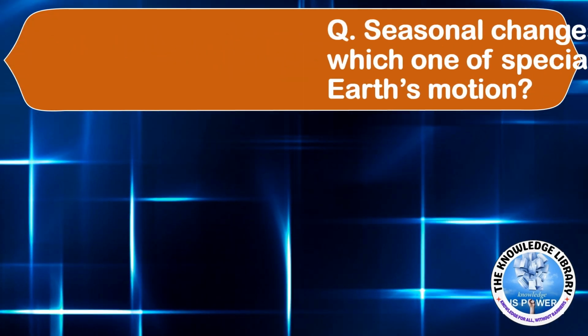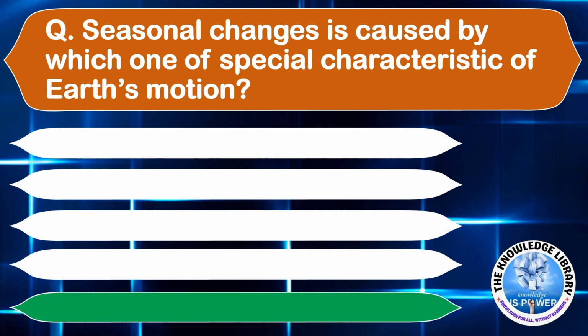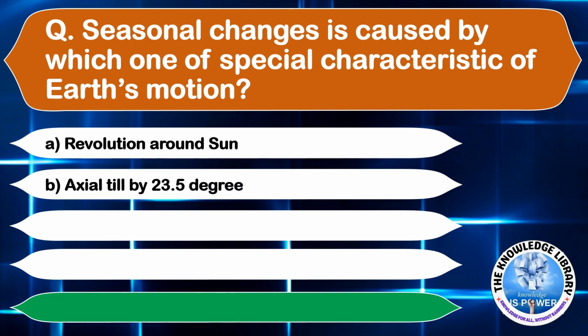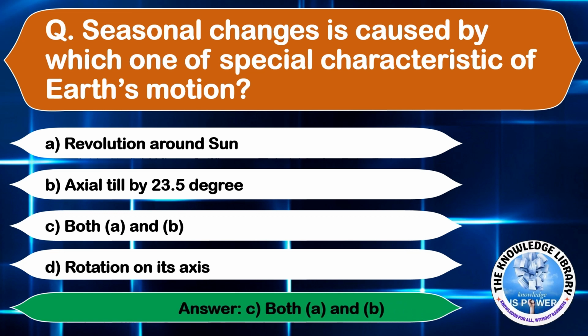The next question is, seasonal changes are caused by which one of the special characteristics of Earth's motion? Option A, revolution around the sun. Option B, axial tilt by 23.5 degrees. Option C, both A and B. And option D, rotation on its axis. The correct answer is option C, both A and B. Moving on to the next question.